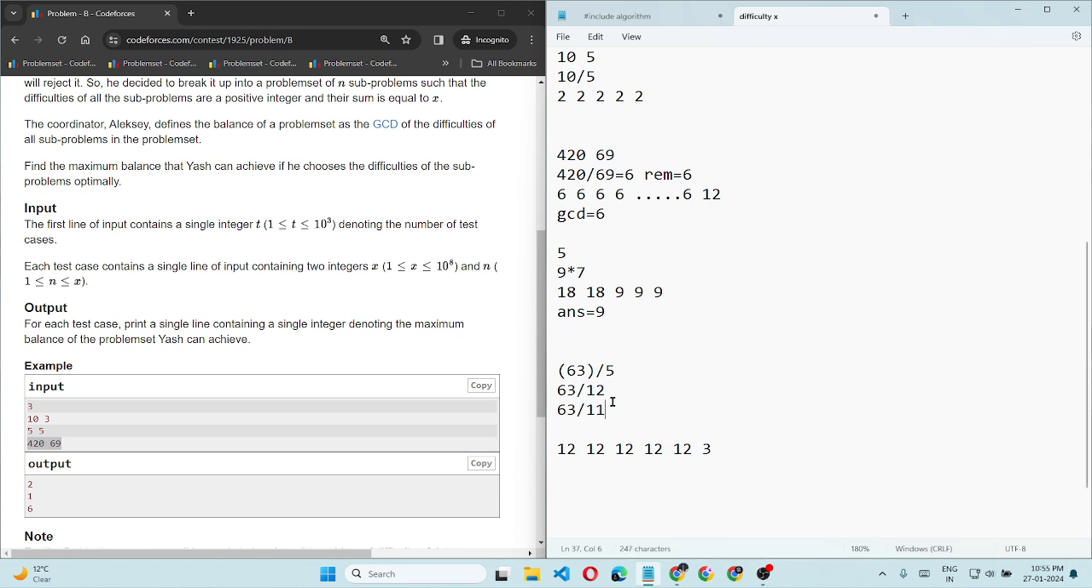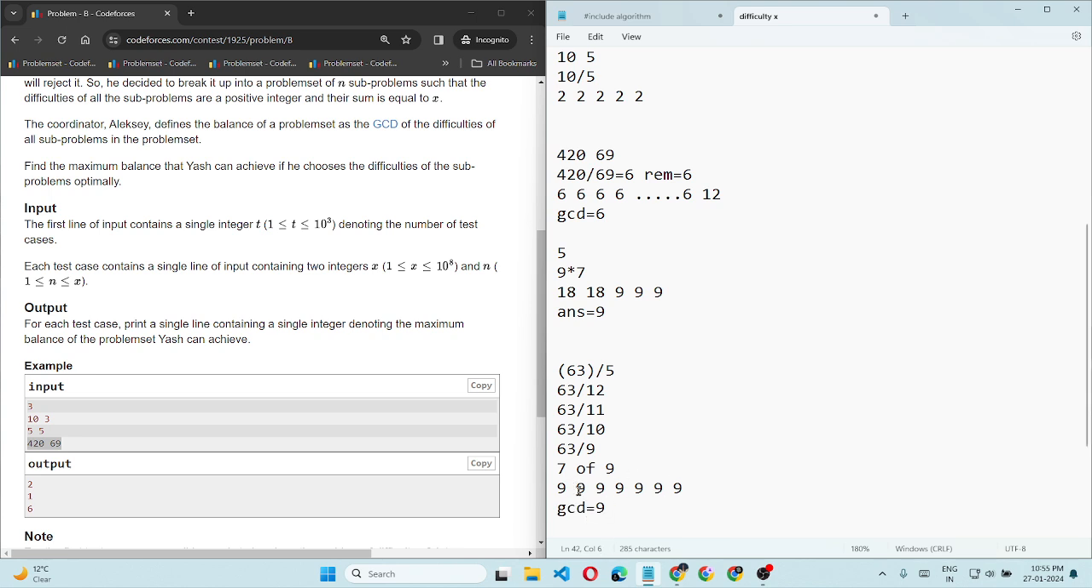Now here the remainder is still not 0. Next I'll divide 63 by 10. Here the remainder is still not 0. But if I divide 63 by 9, then the remainder comes 0. It means that if I use 7 nines, 1, 2, 3, 4, 5, 6, 7 nines, then the whole 63 would be covered. Now I know that if I use all these 9s, then the GCD would be 9.